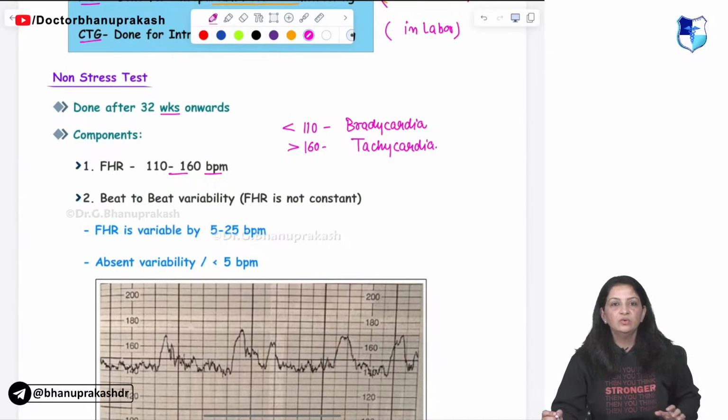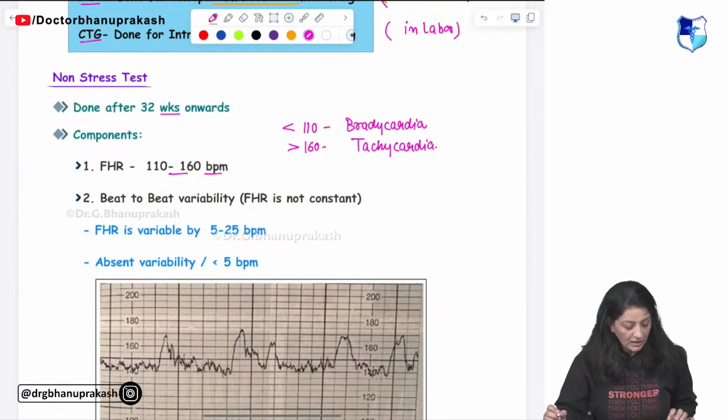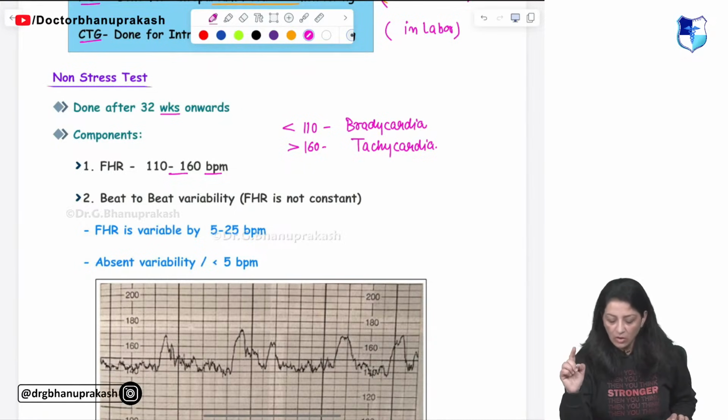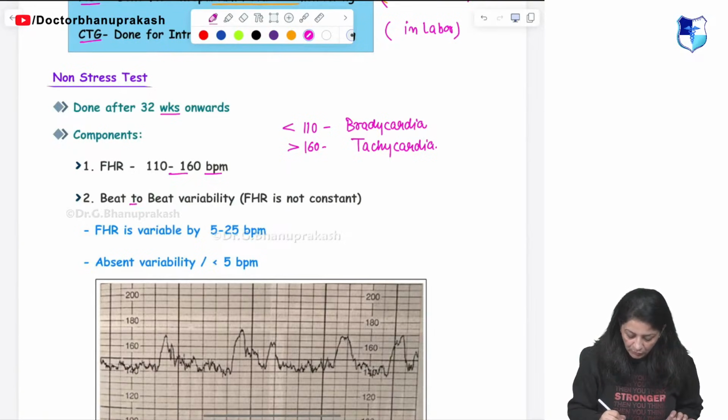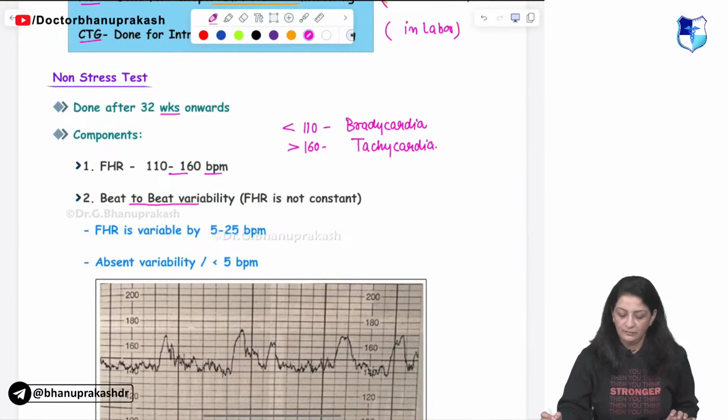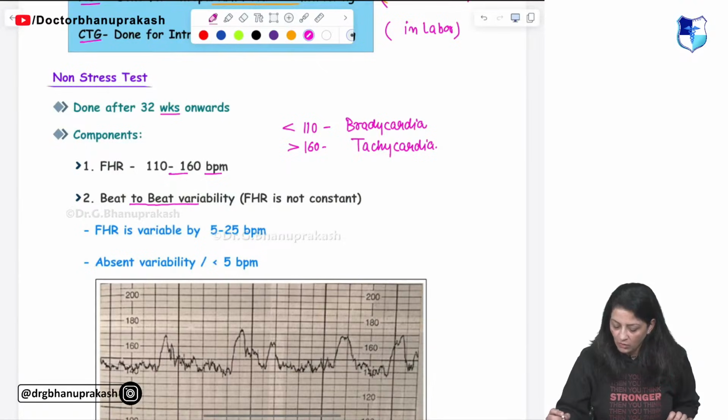So, normally we do non-stress test for fetal heart monitoring in case of high risk pregnancy. So, first component: fetal heart rate. Second component: beat to beat variability. So, fetal heart rate is not constant.